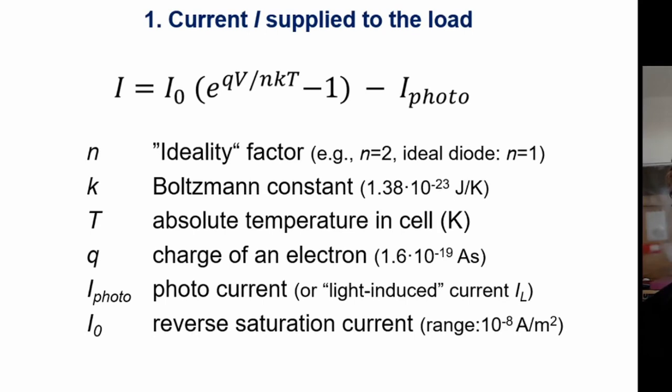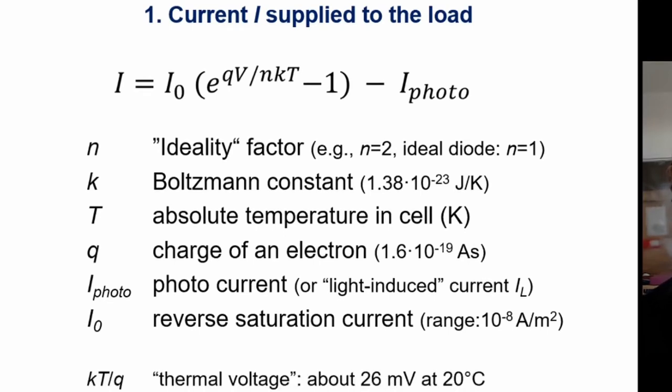And as you already know, I0 is a reverse saturation current, which is very low, 10 to the power of minus 8 ampere per square meter. And kT divided by q, the reverse of what you see here, is the so-called thermal voltage, which is in the vicinity of 25 to 26 millivolts at 20 degrees Celsius.